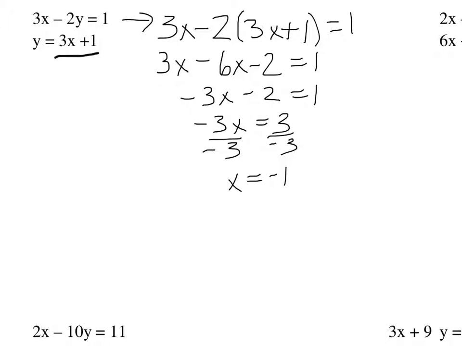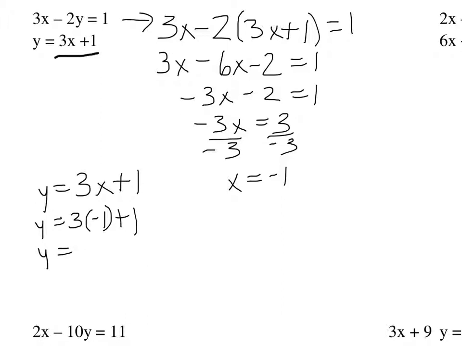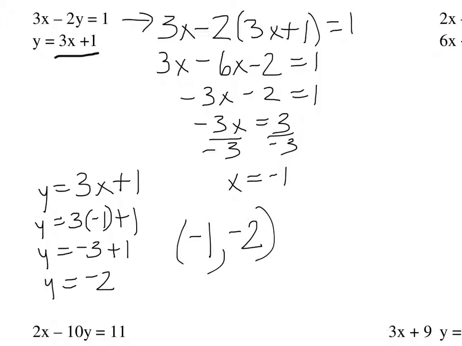So now we know what x is. X is negative 1. What's y? Well, we know that y is 3x plus 1, and since we know that x is negative 1, we can substitute negative 1 in place of x and solve for y. Negative 3 plus 1, y equals negative 2. Our solution is the point negative 1, negative 2.